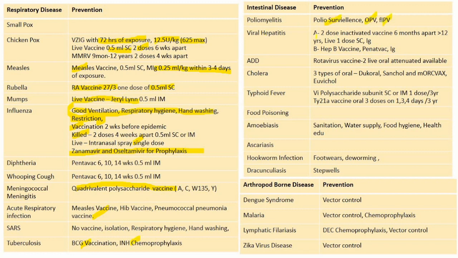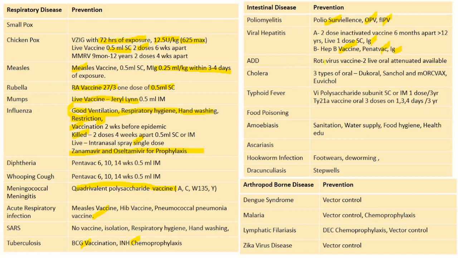For viral hepatitis A, 2-dose inactivated vaccine 6 months apart for greater than 12 years. Live, 1 dose, which is subcutaneous. Immunoglobulin can be given. And for B, hepatitis B vaccine, and Pentavac also contains hepatitis B, and hepatitis B vaccine is given immediately after birth. Immunoglobulin can be given.